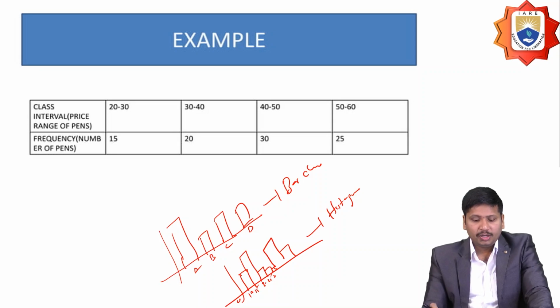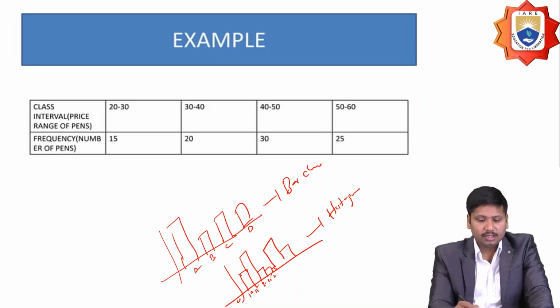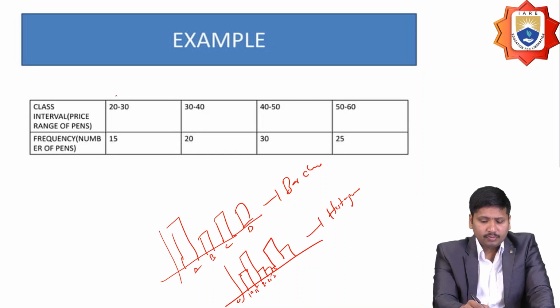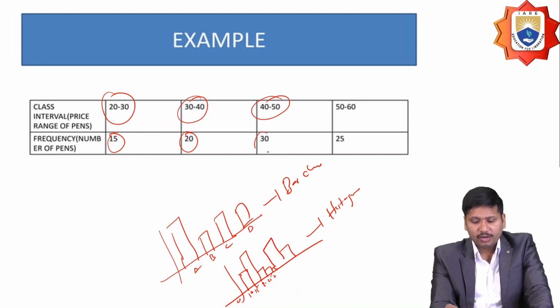So here the classes of information I'm going to consider are the intervals, and the frequency is the number of pens here. Between 20 and 30, the frequency is 15; between 30 and 40 it is 20; between 40 and 50 it is 30; and between 50 and 60 it is 20.